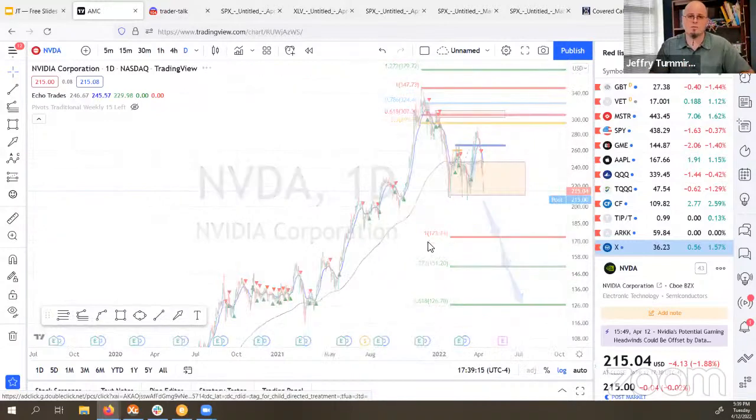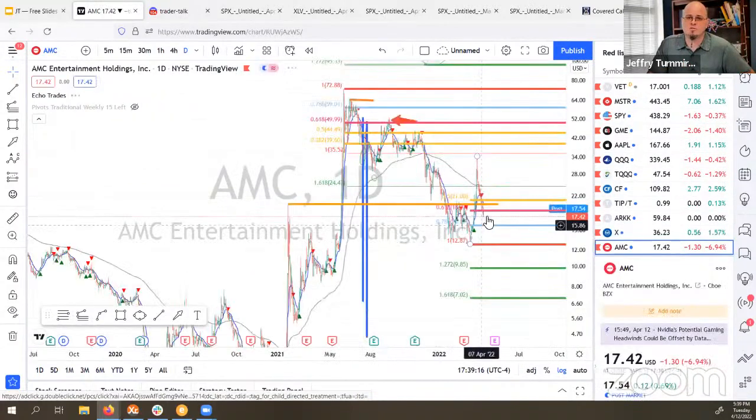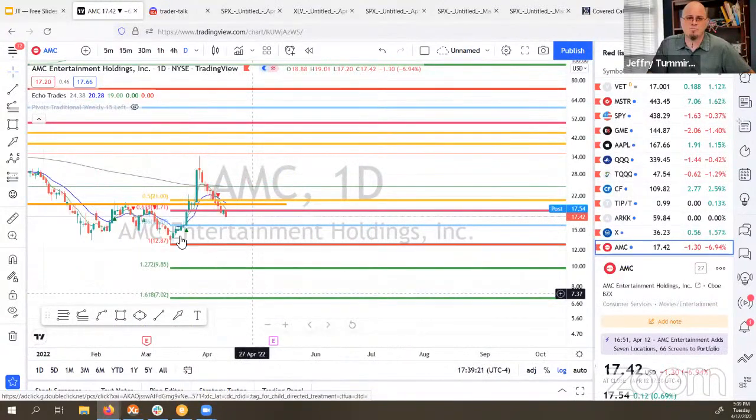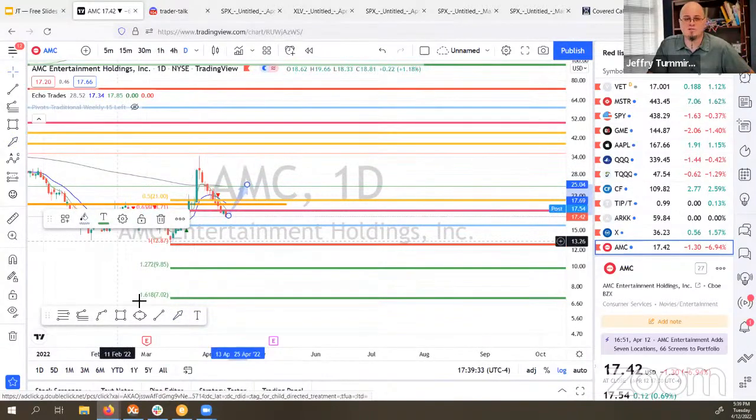All right. AMC. Hold the support there at the 618 right there. That's a 618 retrace of this move up. Kind of holding in here today. We need to see some positive action back up through 24. If we don't get that kind of action, then it can keep pushing lower back to a lower low and extend back down in the single digits.